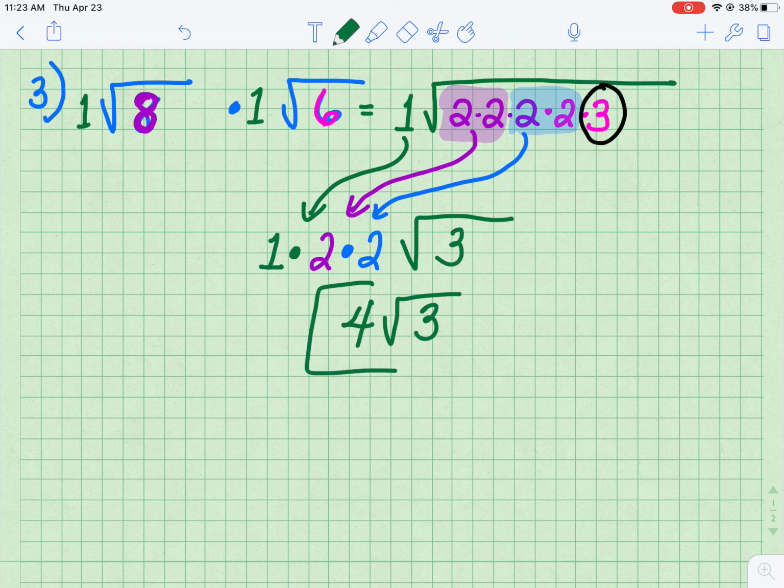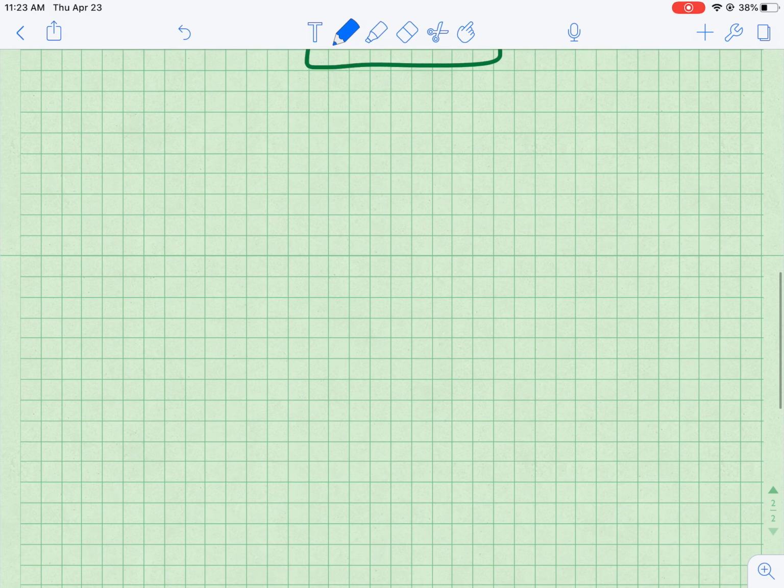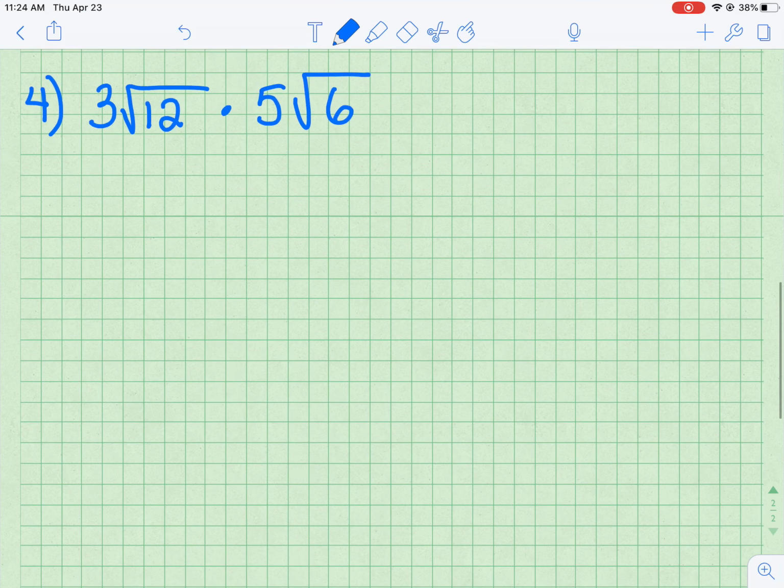Okay? Okay, number 4 steps it up a little bit. Number 4 has some numbers on the outside besides the ones. But that's not a big deal. We just talked about that. So we have 3 root 12 times 5 root 6. We just do outside times outside. So if you know 3 times 5, you can immediately write 15. You don't have to write 3 times 5 because there's no escaping once you're on the outside.